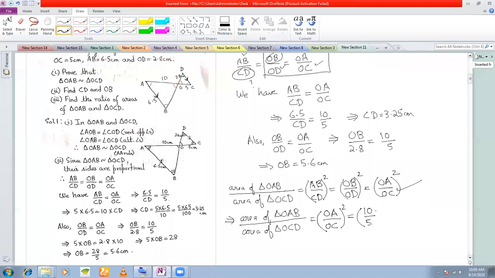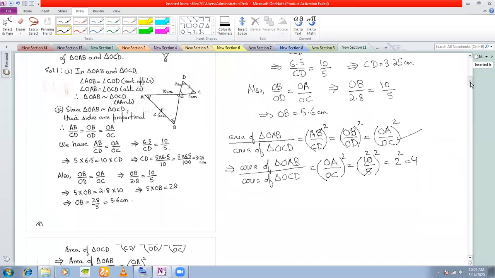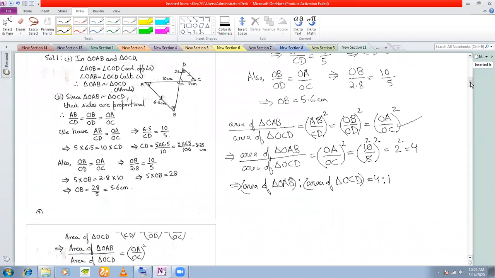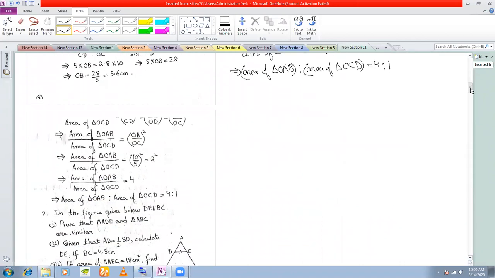OA is 10, OC is 5. So you can cancel within here. So you simply get 2 square, which is 4. So therefore, what is the ratio of the areas? Area of triangle OAB is to area of triangle OCD is equal to 4:1. Any questions? If not, then we can proceed to the next one.